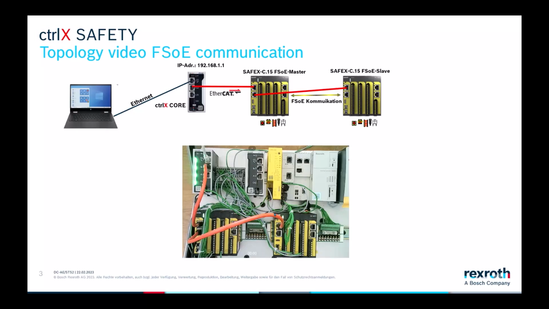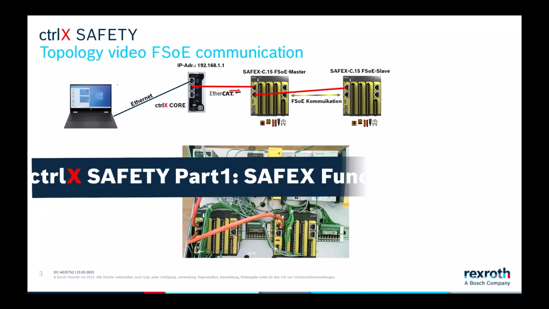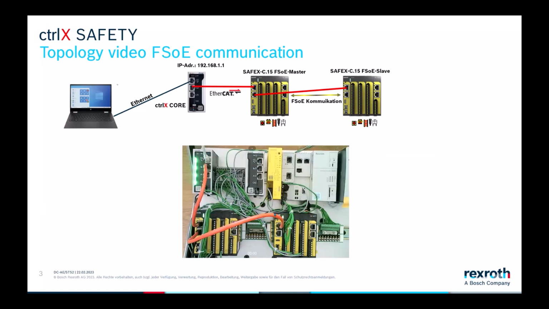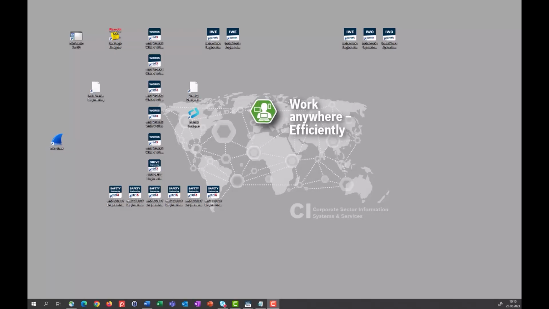And today I would like to show you how to configure FSoE, Fail Safe over EtherCAT, that is the exchange of safe data between two Control-X safety controllers. In the video Control-X Safety Part 1 Functional Exchange, I explained the functional exchange, i.e. the exchange of non-safe data. I start also this time with Control-X Works.